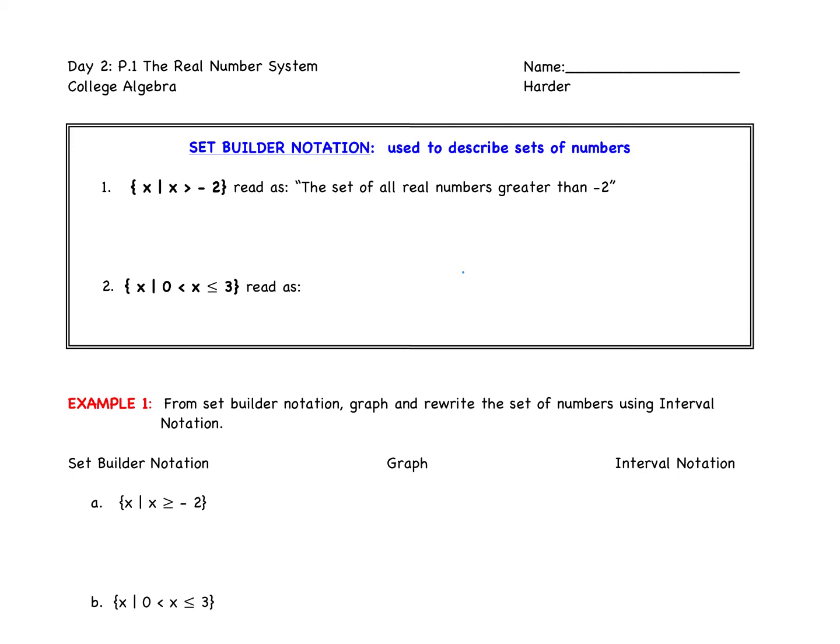Okay, two things that we are talking about today. We're talking about what's called set builder notation, which is new to you. You haven't seen it before, most of you at least. And then we're talking about absolute value. Jumping right in, set builder notation.